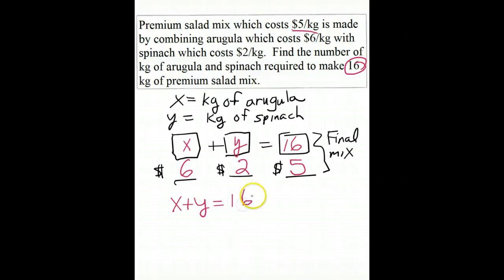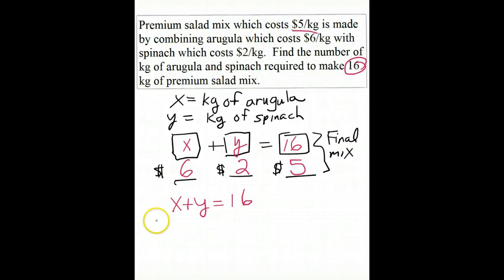My first equation is going to be x plus y equals 16. This deals with the amount. How many kilograms in the entire thing do I want to make? I only want to make a total of 16, so I don't want to exceed 16. Between the two of them, they can only have 16 kilograms. So that's what my first equation is.